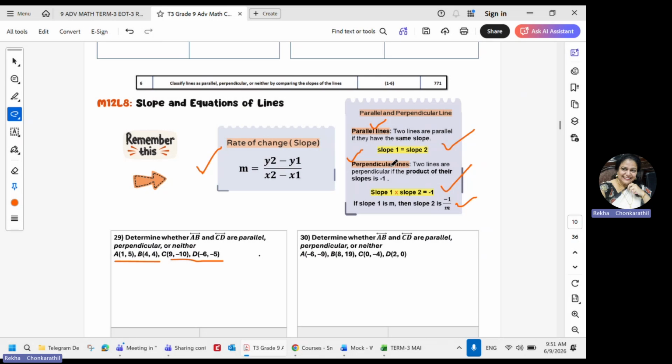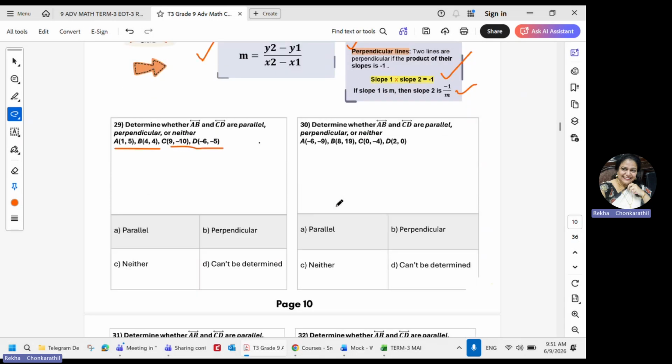So if m1 is not equal to m2 and m1 times m2 is not equal to minus 1, then you can say the lines are neither parallel nor perpendicular. So these questions are based on this. We will do one question where the lines are parallel, one which is perpendicular, and one neither, so that you will understand all three types.